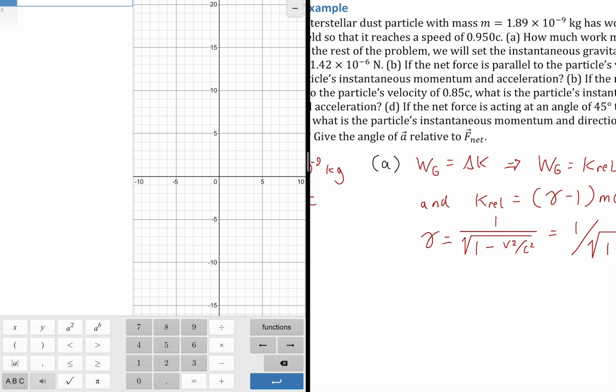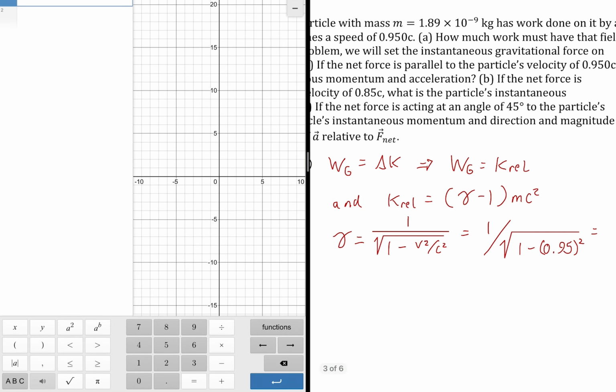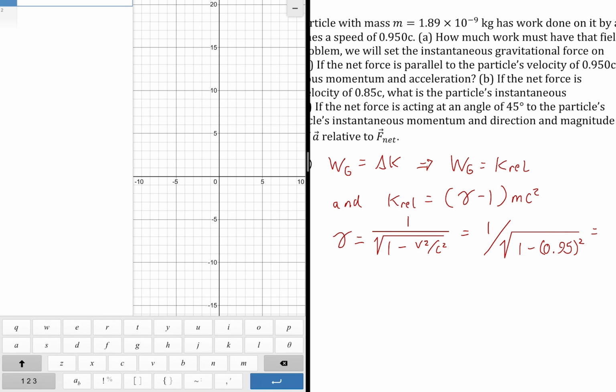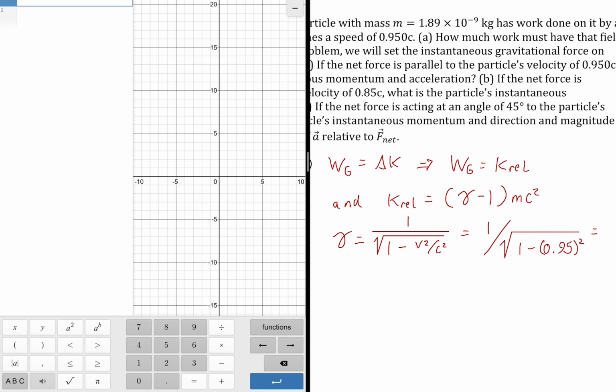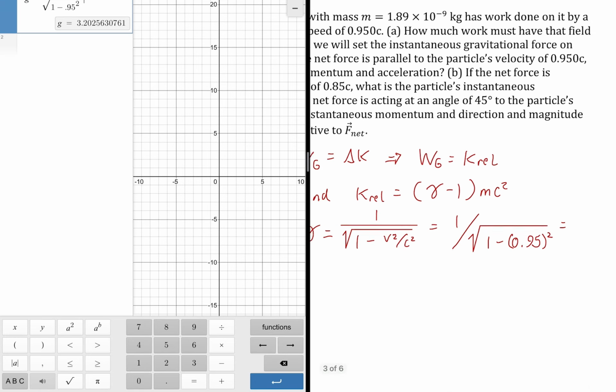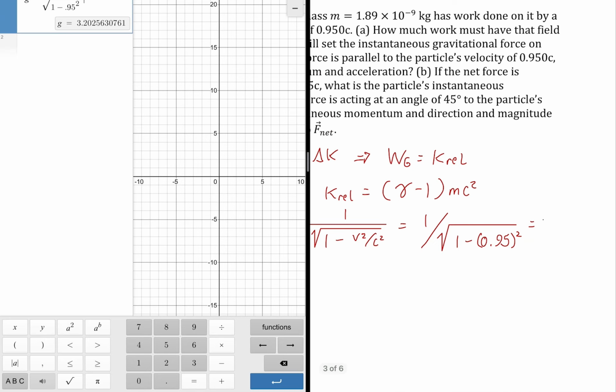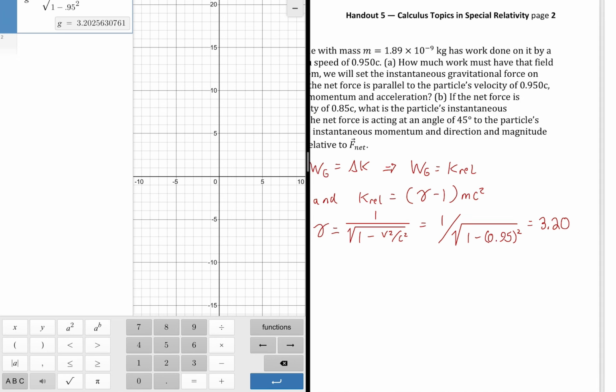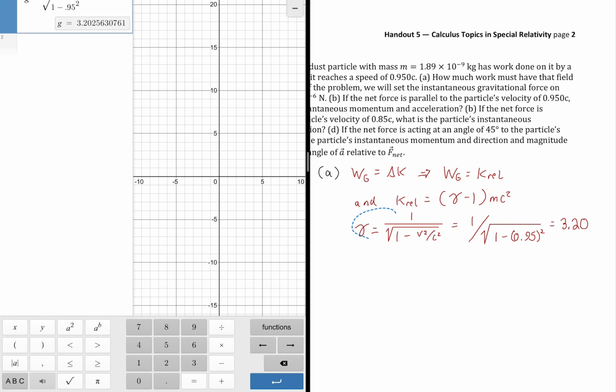We'll call this our G value for our gamma expression. It's just going to be 1 divided by the square root of 1 minus 0.95 squared. That gives us a gamma value of 3.21. The bigger the value of gamma, the bigger the effect of relativity. This is significant, but not huge. That's 3.20, excuse me, my rounding was off. And gamma does not have units.